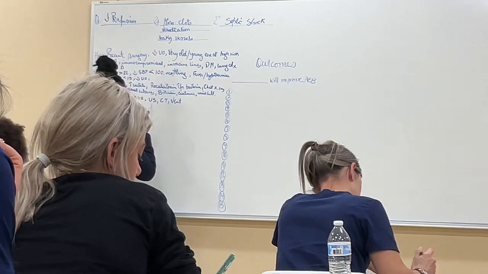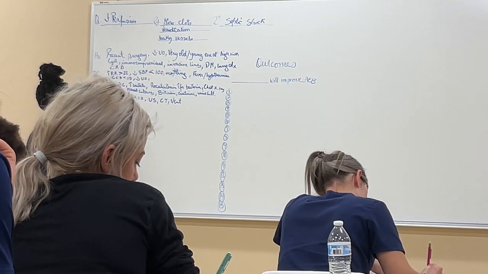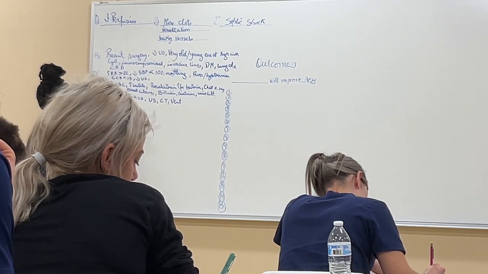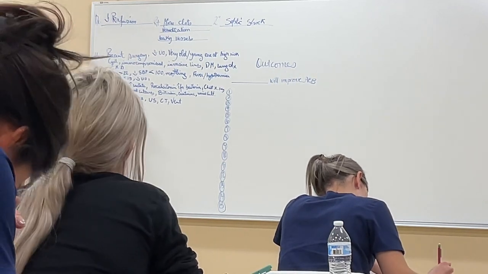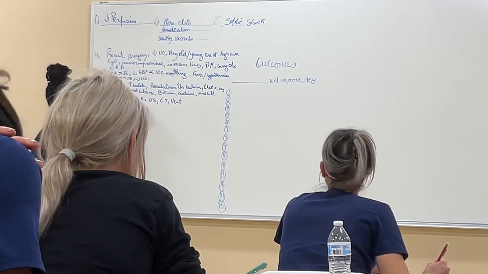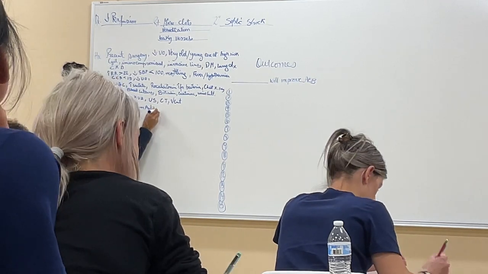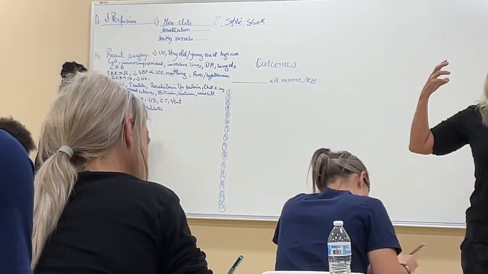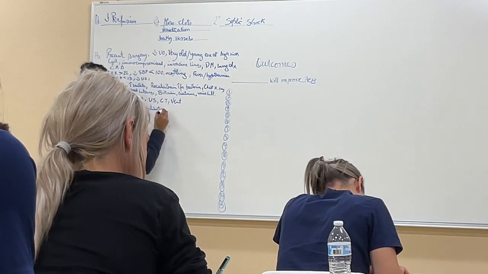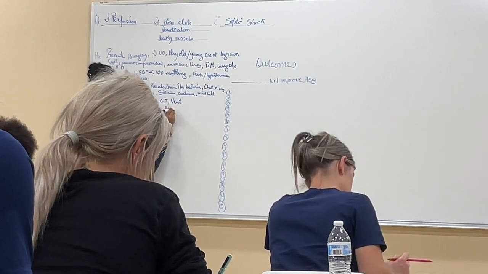What meds will we use in sepsis? Empiric, broad-spectrum antibiotics. Empiric, meaning we think these will work. And then after we get our cultures back, we're going to implement the targeted antibiotics. So besides antibiotics, what other meds come to mind? Fluids. Okay, I've got that. Fluid bolus.